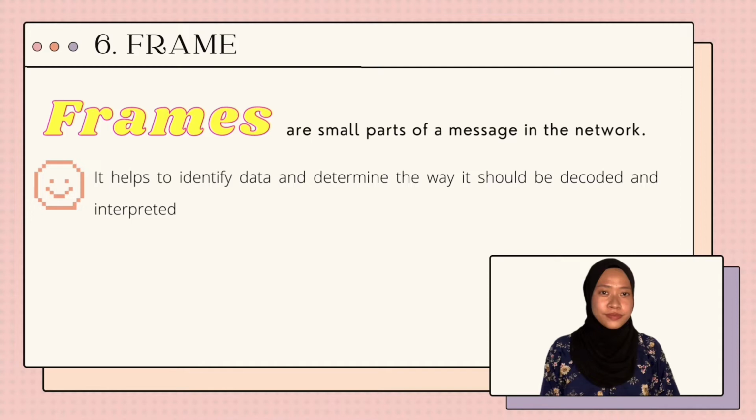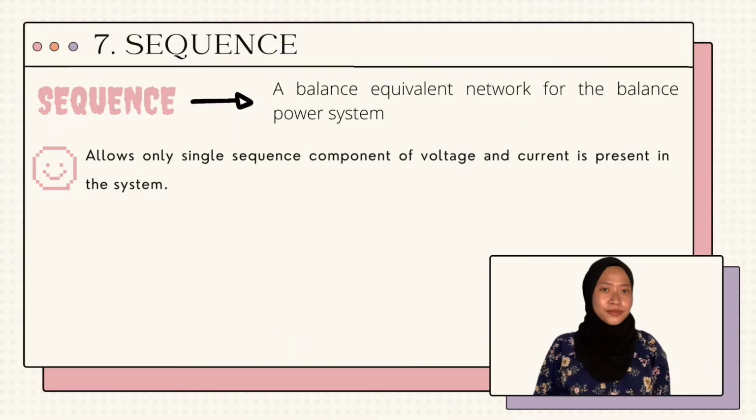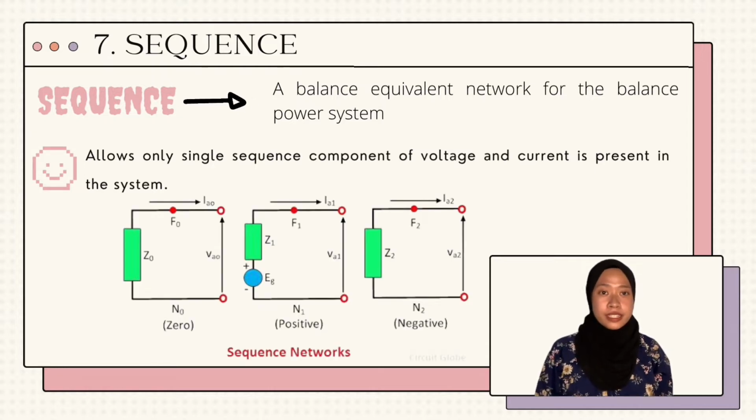The sixth will be the explanation about frame. Frames are small parts of a message in the network. It helps to identify data and determine the way it should be decoded and interpreted. Next is the explanation of sequence. The sequence impedance network is defined as a balanced equivalent network for the balanced power system under an imaging working condition so that only a single sequence component of voltage and current is present in the system.